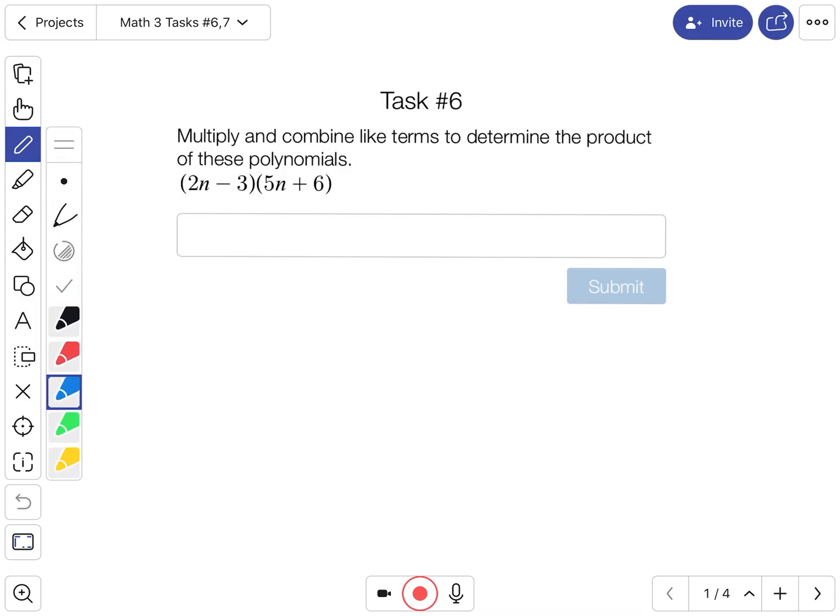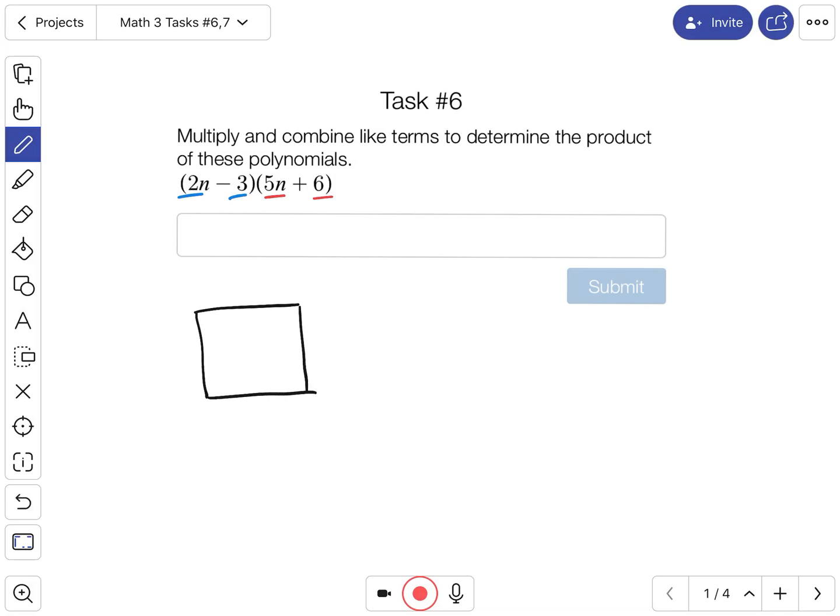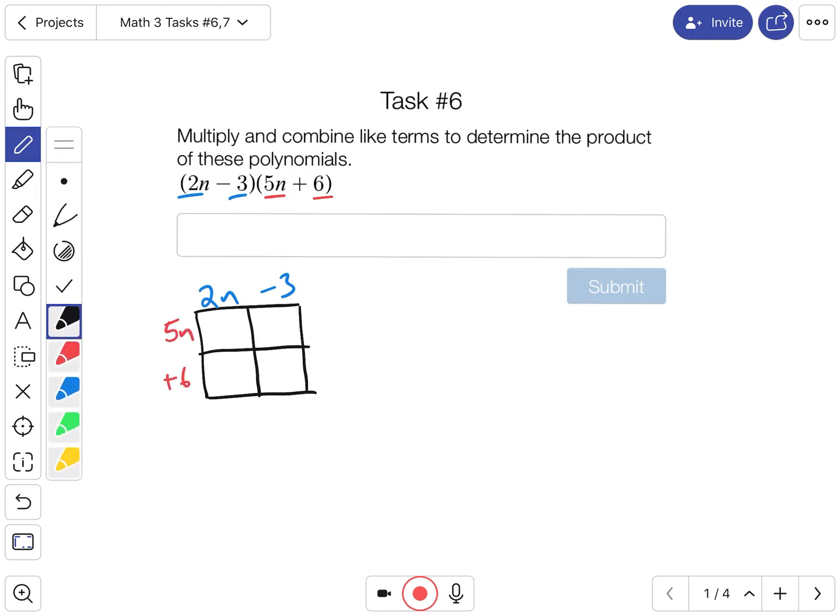So the first thing I'm going to do is just acknowledge that this is a binomial. There's two terms on the first one, and it's multiplying another binomial, two terms on the second one. When I asked my classes which method they prefer to multiply polynomials, they said the box method or the area model. So I'm going to go ahead and set that up. And let's go ahead and multiply.